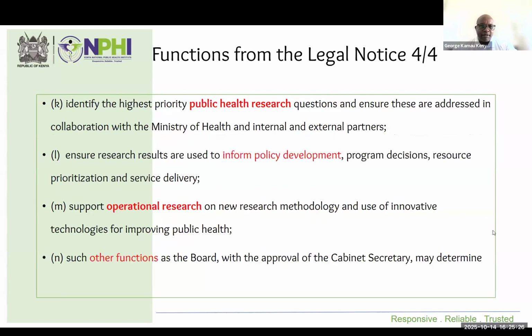So the other aspect is on public health research, and then inform policy. We need to have evidence that will guide on policy change and may do policy briefs on the same. So the other thing is support operational research, especially when having outbreaks. We need to carry out OR, and then other functions will be guided by the board. So the next slide is on how many divisions were able to transit to KNPHI, which are 13 divisions. Next slide.